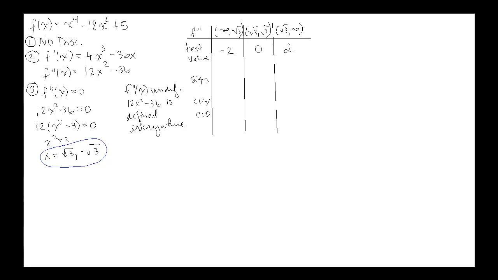Again, our second derivative is 12x squared minus 36. I'm going to test the sign at negative 2. So 12 times 2 squared, 12 times 4 would be 48 minus 36. That would be positive. Plug in 0: 12 times 0 is 0 minus 36. That would be negative. At 2, 12 times 2 squared, again 12 times 4 would be 48 minus 36. That would be positive. So concave up, concave down, and concave up. This has a look something like so.